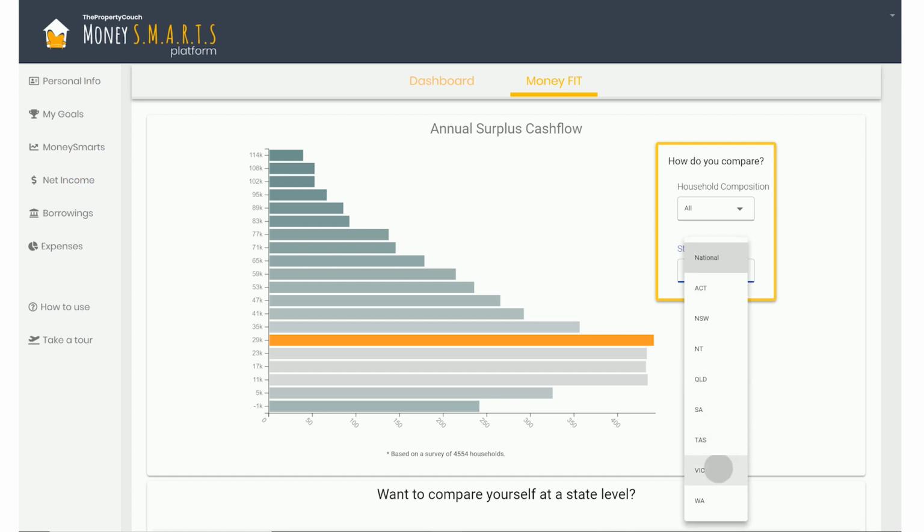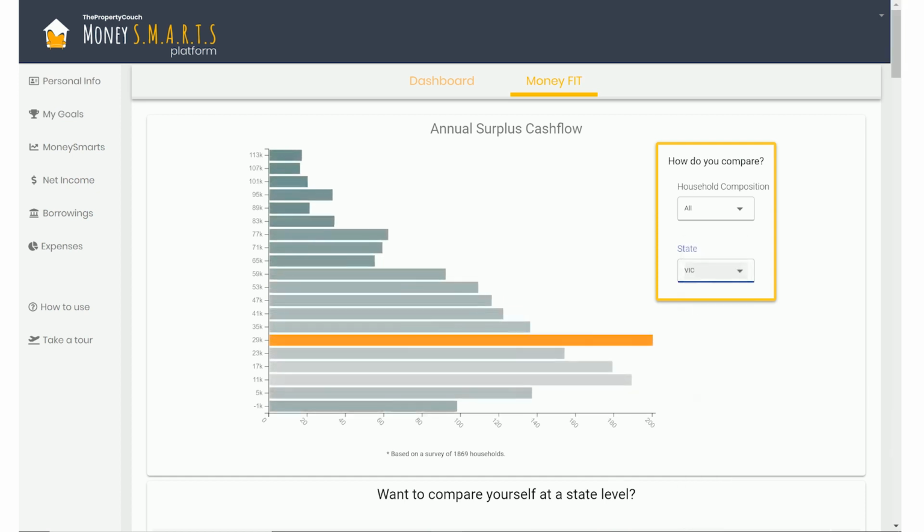So we want to have a look at how I'm compared in terms of trapping it by state. There's 1,869 households that are using the Money Smarts platform, and you can see there that that's where I sit in regards to those. So still quite a few doing very, very well. Still some below me, and there's some instructions there. So you are 762 households below this band.